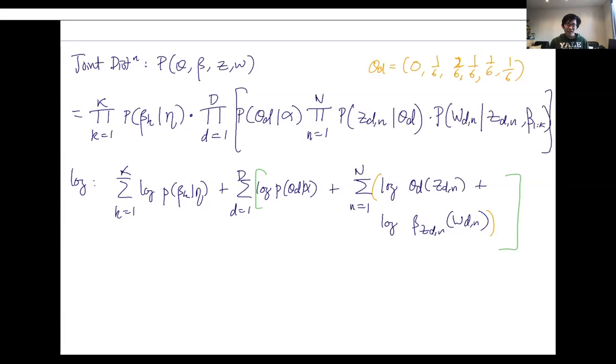Basically, ZDN corresponds to the result of rolling the die, right? If you remember what we're doing, theta D corresponds to the proportions of topics for a particular document. And then ZDN is me drawing from that distribution. I'm trying to create topic labels, so these are just realizations of flipping that k-sided die. And in statistics, we care about likelihood. So this is how you calculate the likelihood of a particular set of data.